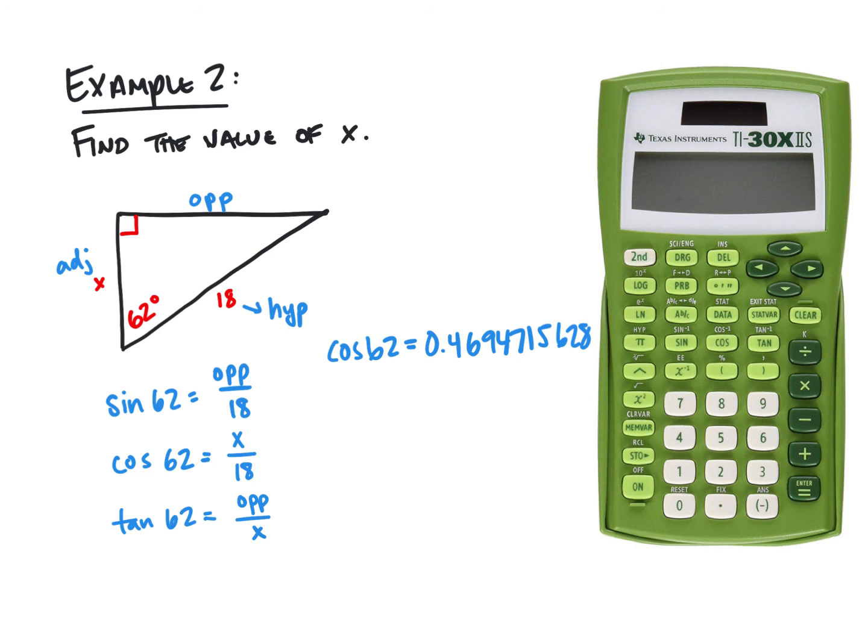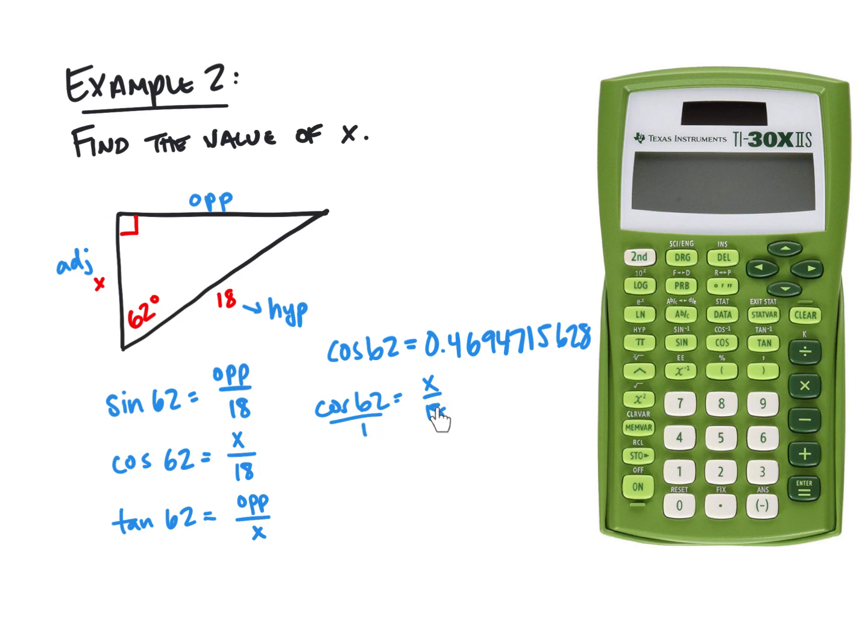Let me show you how I'm going to find that number. I'm going to come back to this cosine 62 equals x over 18. I'm just going to rewrite it over here. Okay, cosine 62 equals x over 18. And I'm going to think about that cosine of 62 as being over 1, so now it looks like a fraction. I have cosine 62 over 1 equals x over 18. Now this cosine 62 is actually this weird decimal amount, but rather than writing that, I'm just going to write cosine 62 because it's shorter and easier to keep track of.